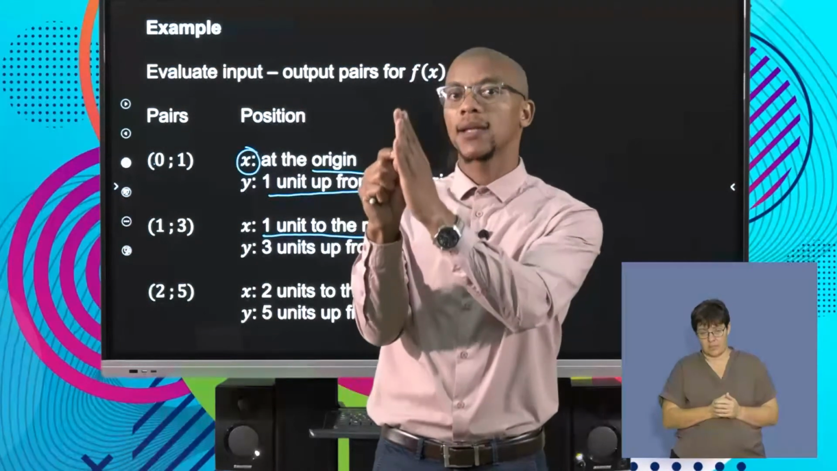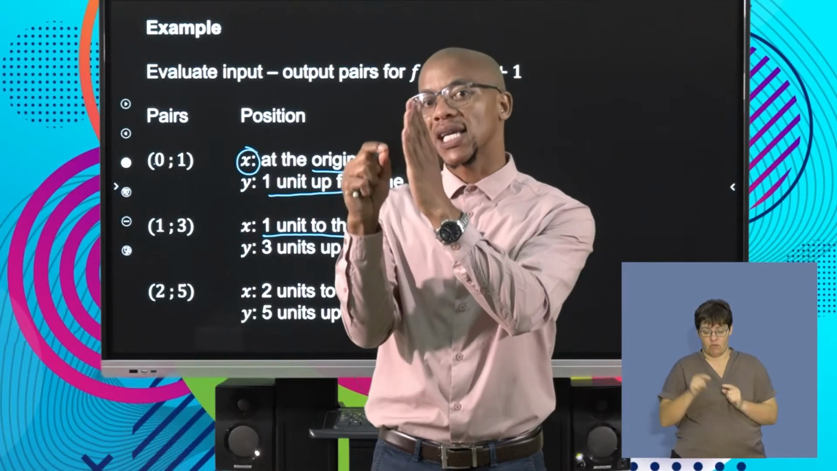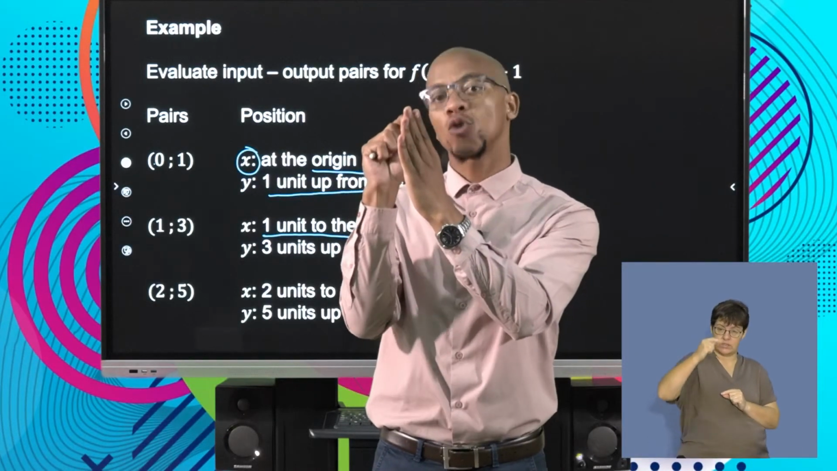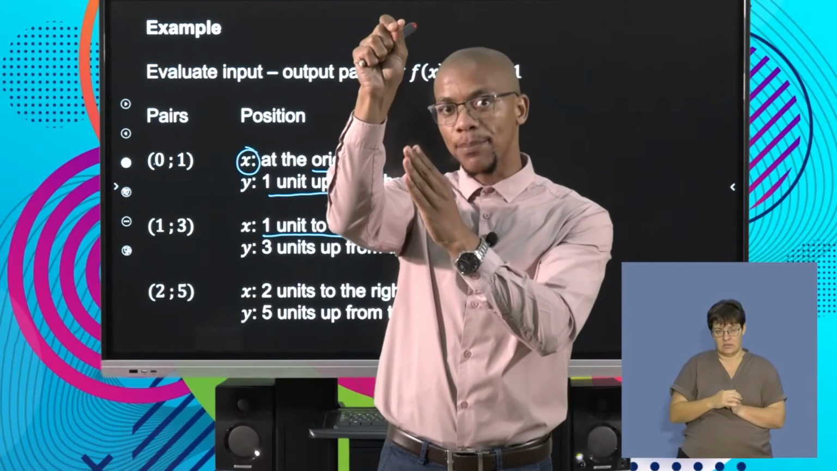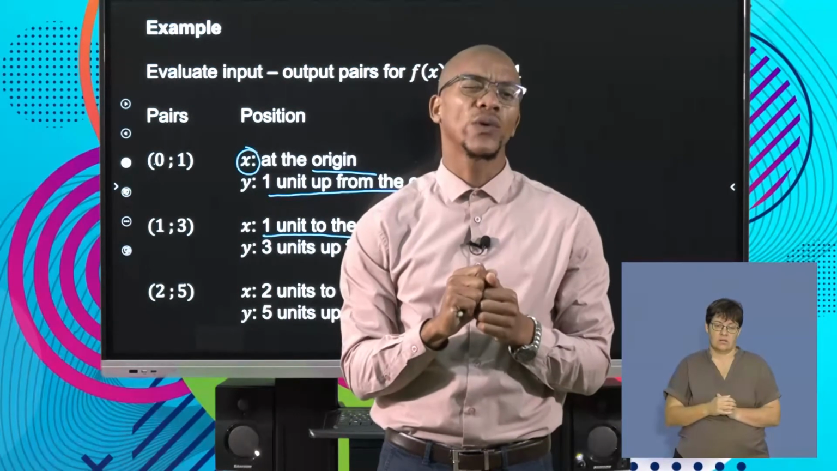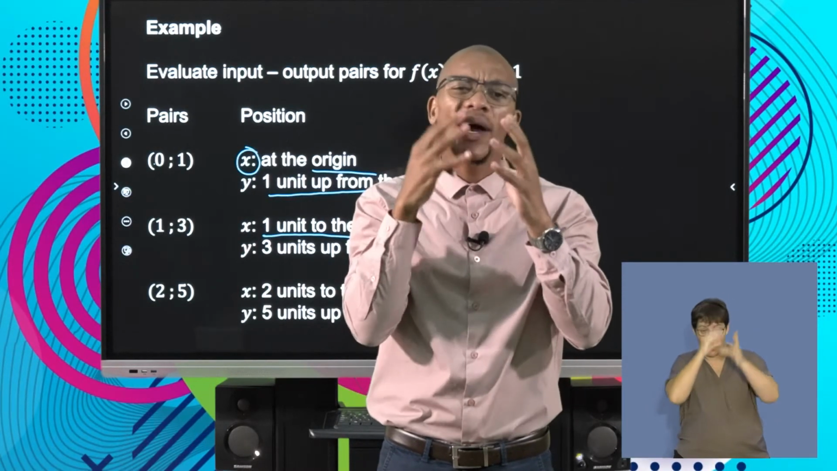You land at 1. And then 1 goes with 3. From 1 there, you move with a dotted line again, 3 units up. And then at 3, you make a big dot. That's where your point is going to be. So please just try to learn this.